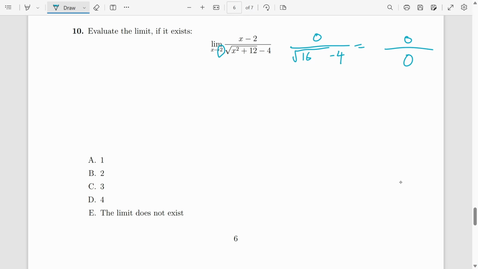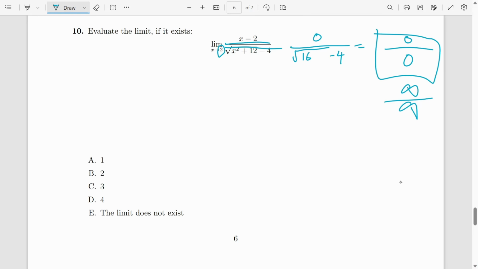But the cool thing is, because we got an indeterminate form, an indeterminate form is either 0 over 0 or infinity over infinity. An indeterminate form means that you can use L'Hopital's rule on this limit. So what L'Hopital's rule means is if you take the derivative of both the top and the bottom, you'll still have basically the same limit.